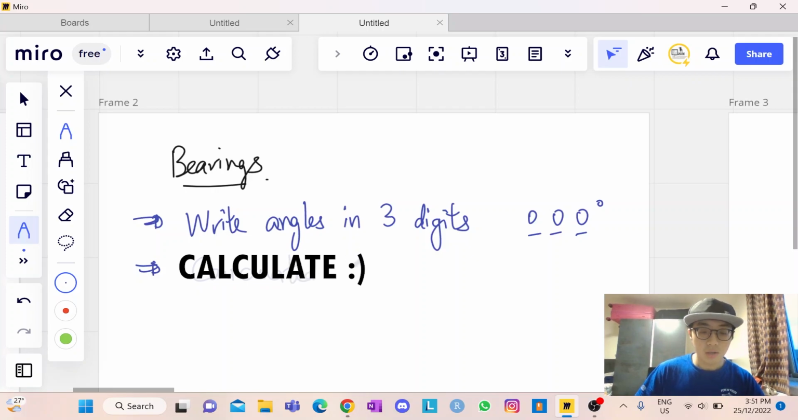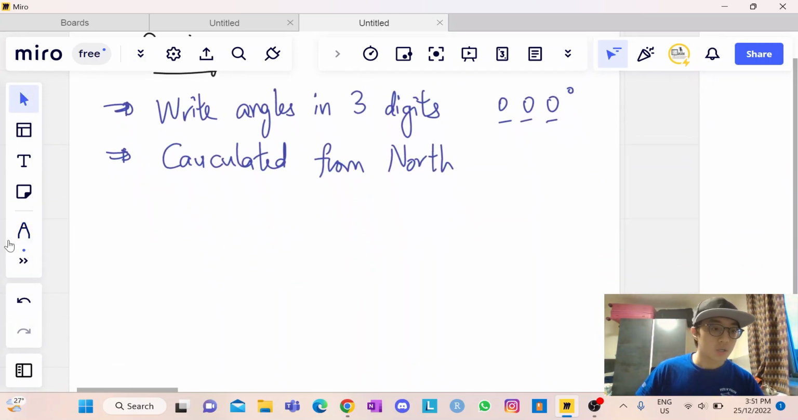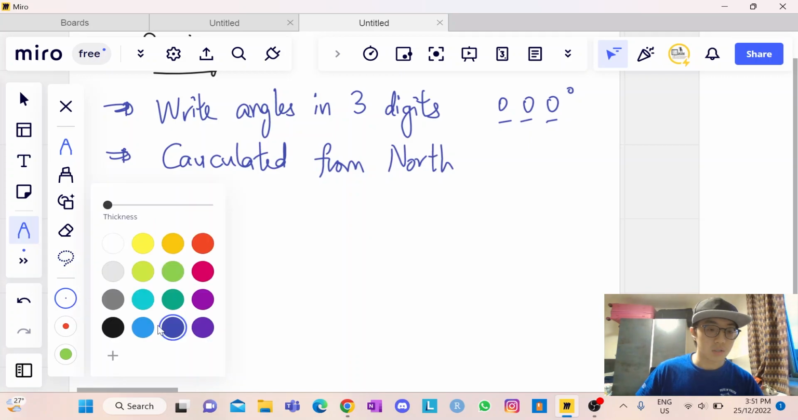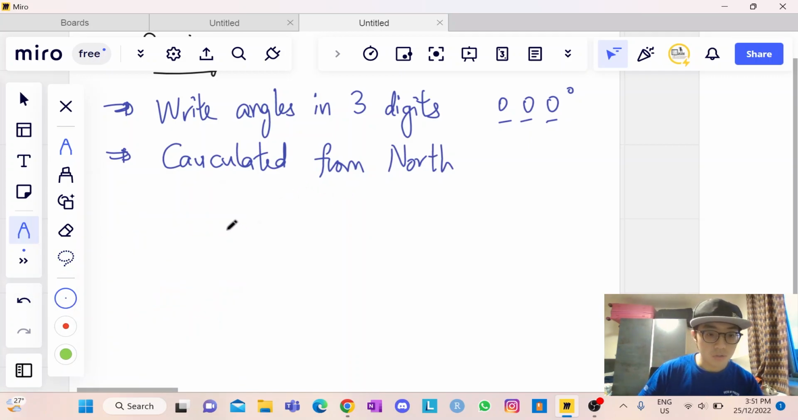calculated from the north. A little guide, if you don't know anything about directions. Let's use a darker color. I need to get a straight line. This is north, and this is south, and this is east.